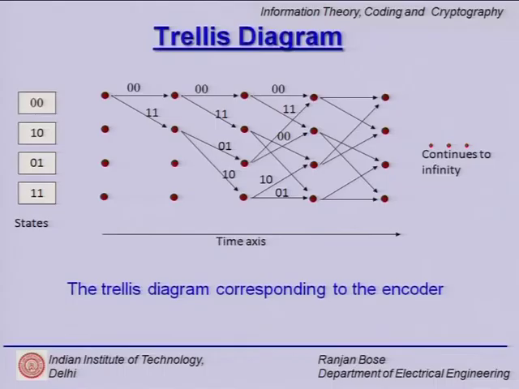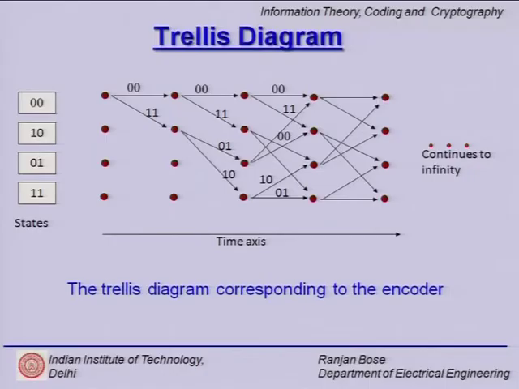It also shows a very important thing. Any particular bit stream to be encoded follows a path in the trellis which is unique. So, the input bit stream corresponds to a unique path in the trellis. There is no other way out.